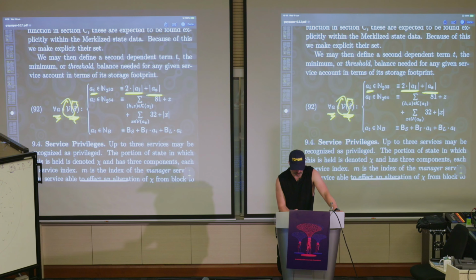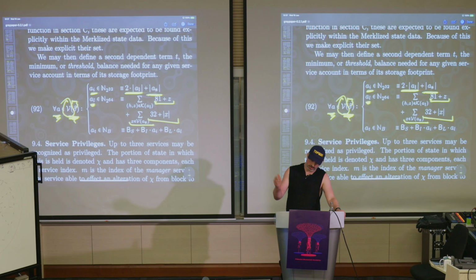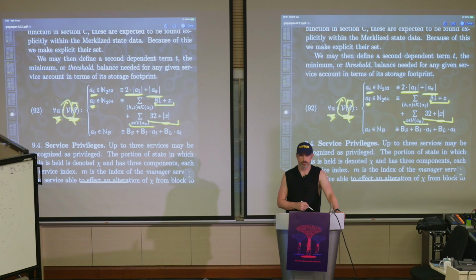A_L is basically the amount of data that we're storing, and that's the sum over all of the keys in the lookup. We add this offset for each key, 81. That's basically how many bytes are required to store each item, plus the size of the item itself, Z. And then we do the same for the state. That's for the lookups. This is for the state. And it's 32, which is the size of the key, it's a hash, plus the size of the data.